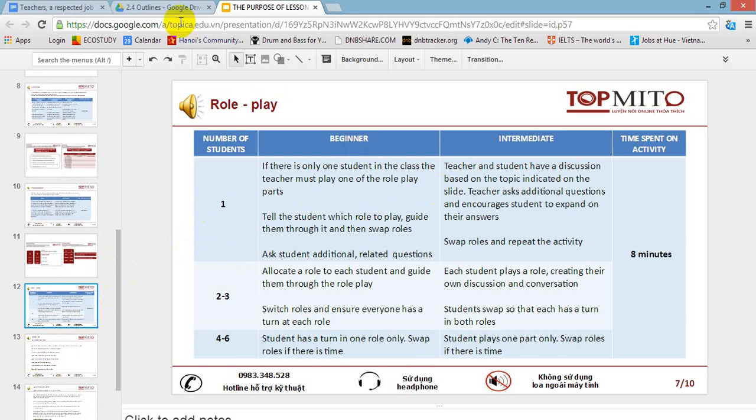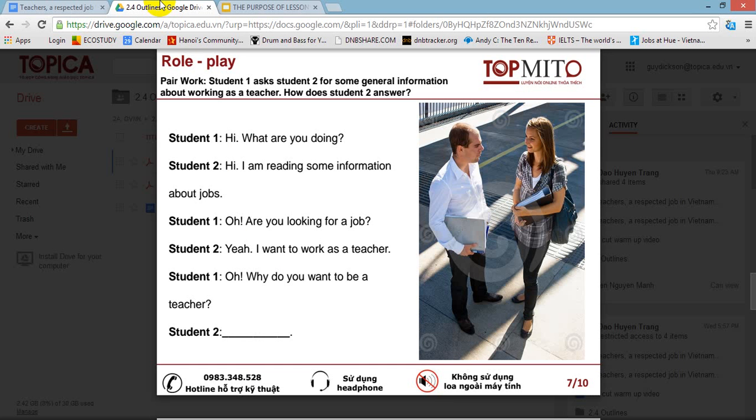Also, with the intermediate lessons, they will often have just some discussion questions rather than a role play. And here we're looking for them to have a longer conversation, around 10 to 12 sentences, and giving their opinion and using more complex vocabulary, grammar and pronunciation skills.